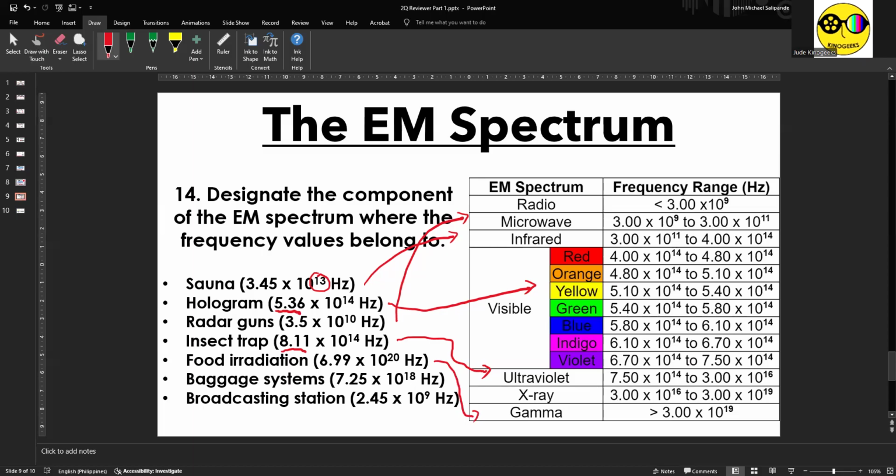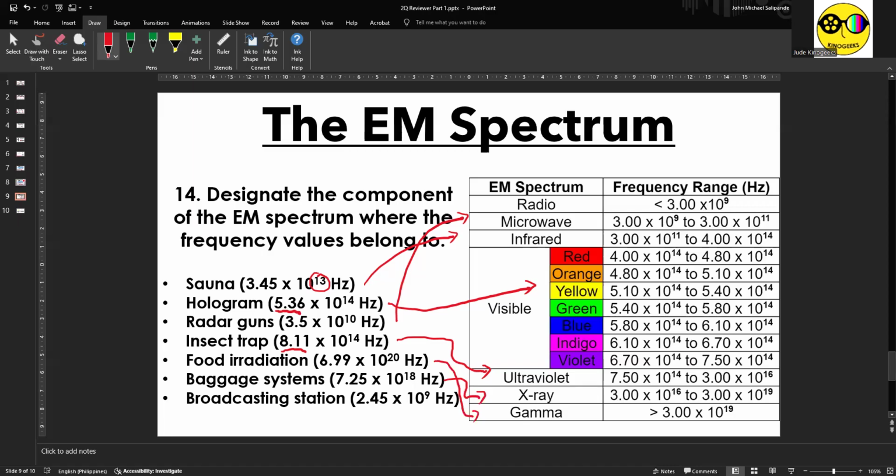Baggage systems, the ones that we see in LRTs, MRTs, as well as in malls, to inspect the contents of our bag without actually opening them. We have 7.25 times 10 raised to positive 18 hertz. That will fall in the X-ray category because the frequency range is 3 times 10 to the 16 to 3 times 10 raised to 19.